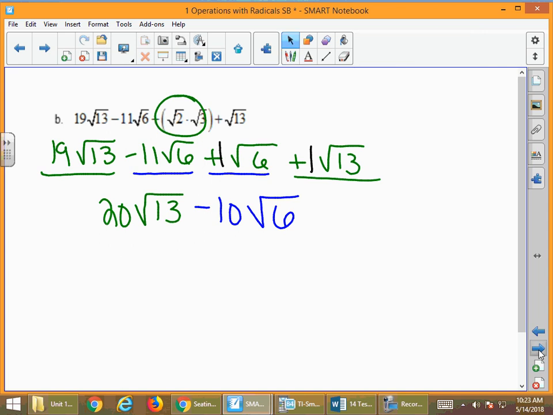We cannot do anything else to this problem because we've got a square root of 13 and a square root of 6, and those are different radicands. So there is our simplified version.